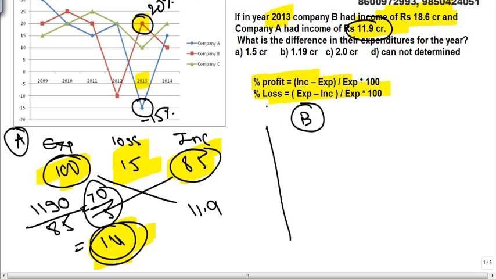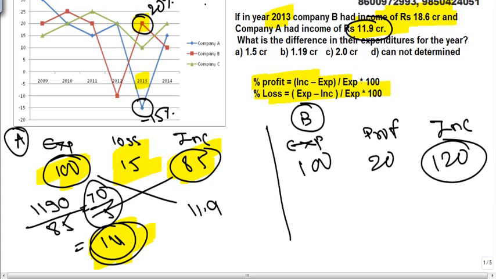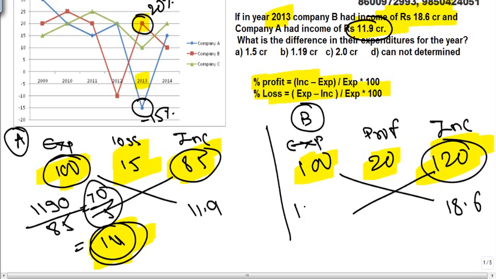But B made a profit. B had a profit. So if expenditure is 100, profit 20, income for B will be 120. If his expenditure is 100, profit 20, income 120. Income for B is given as 18.6. So what we get here is 1860.